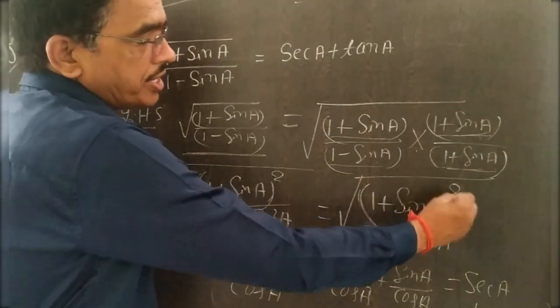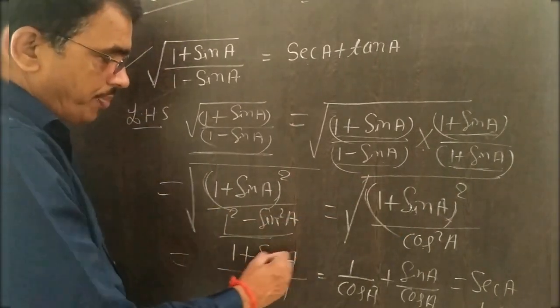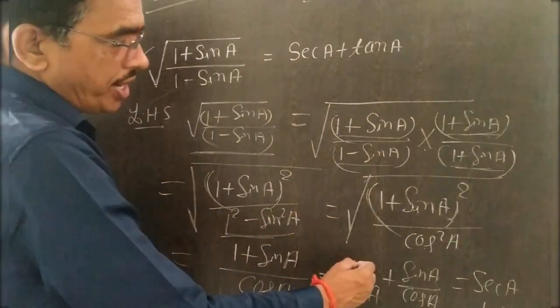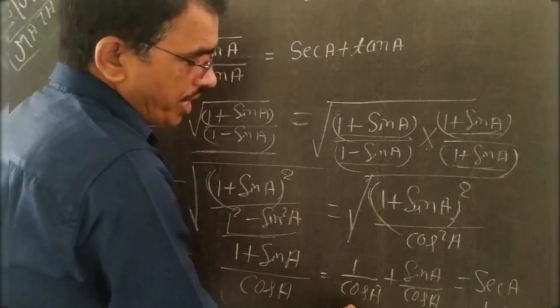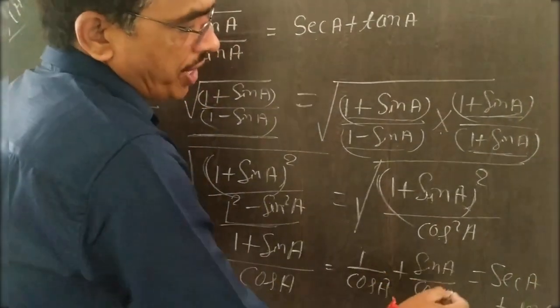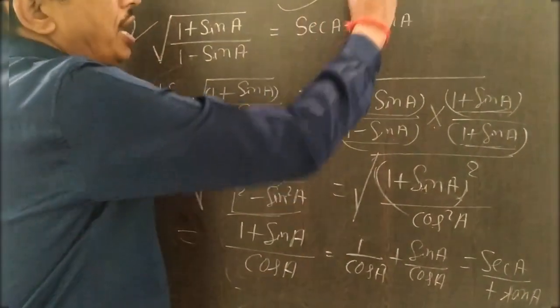So here it is square, here is square, and this is the root. So remove the root, then 1 plus sin a by cos a. So what remains? 1 by cos a plus sin a by cos a. 1 by cos a means sec a, plus sin a by cos a, tan a. So sec a plus tan a, that is the RHS. It is proved.